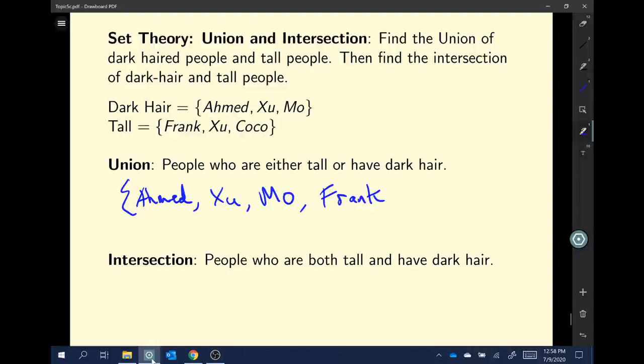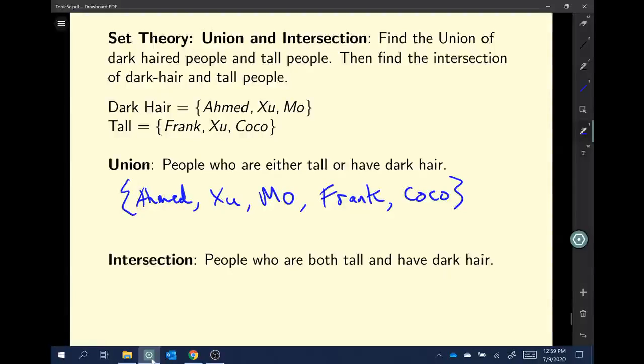And Zhu is also tall, but we've already included them in the union, and we don't need to record them twice. There's nothing wrong with recording them twice, but generally it's better if we just record them once, because we don't want to count them twice if we were adding up all the numbers of people in this set. And Coco. Coco's tall. She doesn't have dark hair, but that's okay. She's still in that union of dark hair and tall people.